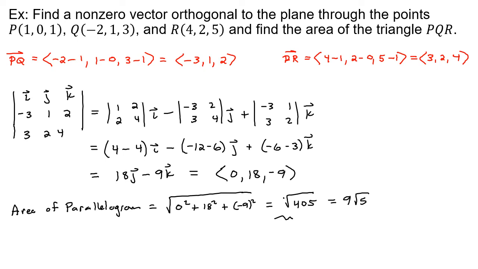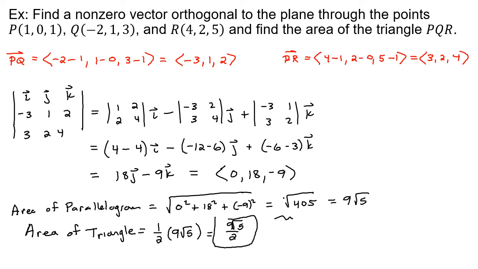So what if I do this? The area of the triangle would just be 1/2 of the 9 root 5. And it doesn't really simplify a whole lot more than that. You can make it 9 halves root 5 if you want to. But that would be your answer. You just take half of that, and that would be it. So hopefully that makes sense.